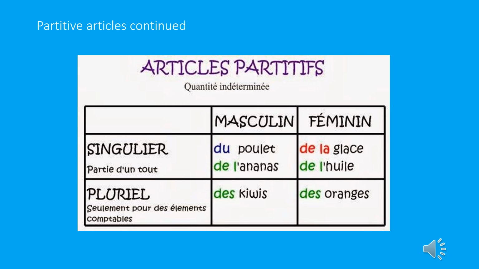So rapidly, let me say du poulet, de l'ananas, de la glace, de l'huile, des kiwis, des oranges. So je mange du poulet, je mange de l'ananas, je mange de la glace, je mange de l'huile, je mange des kiwis, je mange des oranges. You can repeat that. You repeat more.